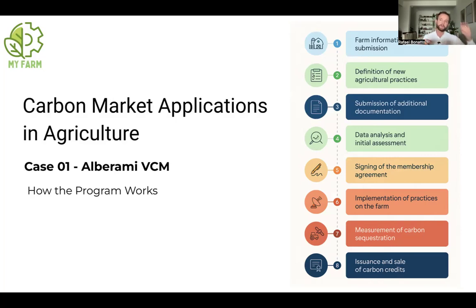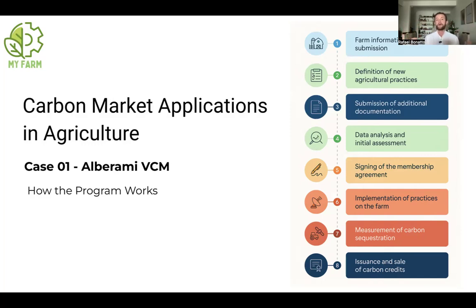This can happen at the beginning, when you collect at the start of the project, and then on the 3rd or 5th year, you collect again to understand what's happening on the soil. And then you go to the very last step under the procedure that Alberami adopt, issuance and sale of carbon credits. This is a very long step because once you implement the practices on step 6, that can take 1, 2, 3, 4, 5 years, up to 5 years. Then you have the measurement at the end of this first cycle, contrasting the second measurement with the ex-ante measurement. You collect soil before and after.